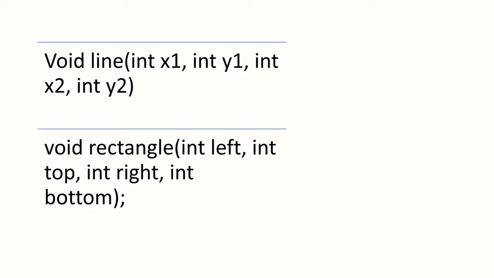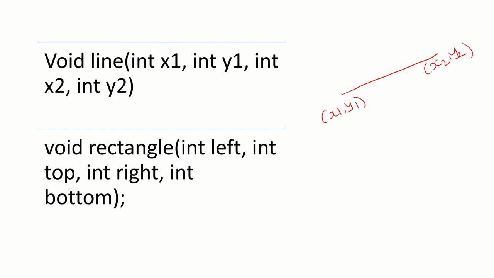Before starting with the programs in computer graphics, let us learn some basic C graphics commands. The first command is line(int x1, int y1, int x2, int y2). This is a simple, basic command which is going to generate a line from the given two endpoints, x1, y1 to x2, y2.